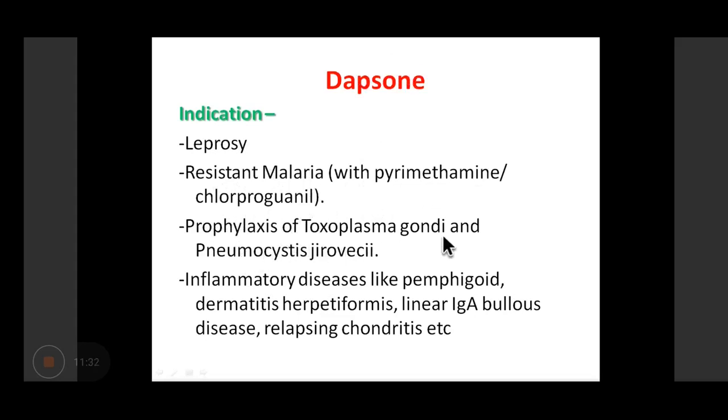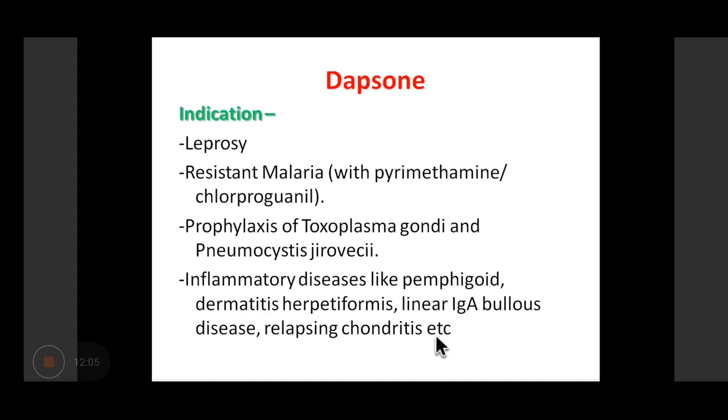It is used in prophylaxis of Toxoplasma gondii and Pneumocystis jirovecii. So this is useful in the treatment of these protozoal infections as well. Then in inflammatory disease, apart from infection, they are very, very useful in treatment of pemphigoid, dermatitis herpetiformis. Rather, dapsone is considered the drug of choice for dermatitis herpetiformis. Okay. Then linear IgA bullous disease, relapsing chondritis, means there are so many inflammatory diseases where you can use dapsone.